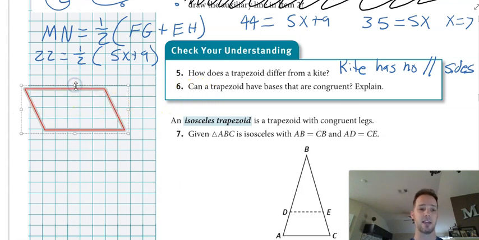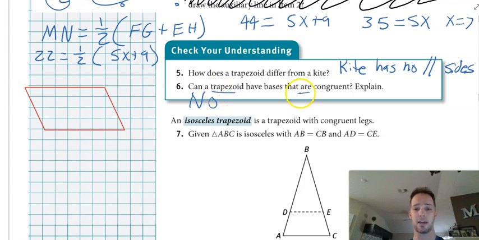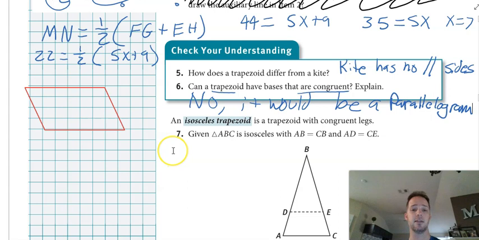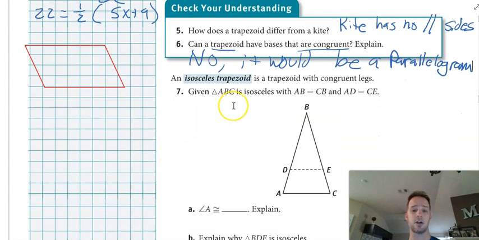Same thing here. What if I keep the top and bottom congruent and try and move this around here? Doesn't matter what you do. If those are congruent pieces, the endpoints are still going to connect at the exact same slope if it was on a coordinate plane. So these other two sides are also going to be parallel. No, if you had a trapezoid that had congruent bases, it would be a parallelogram.